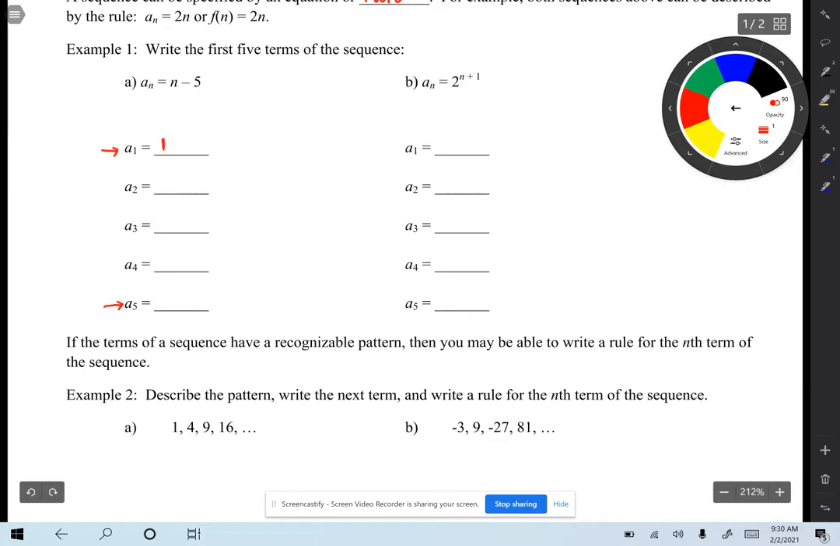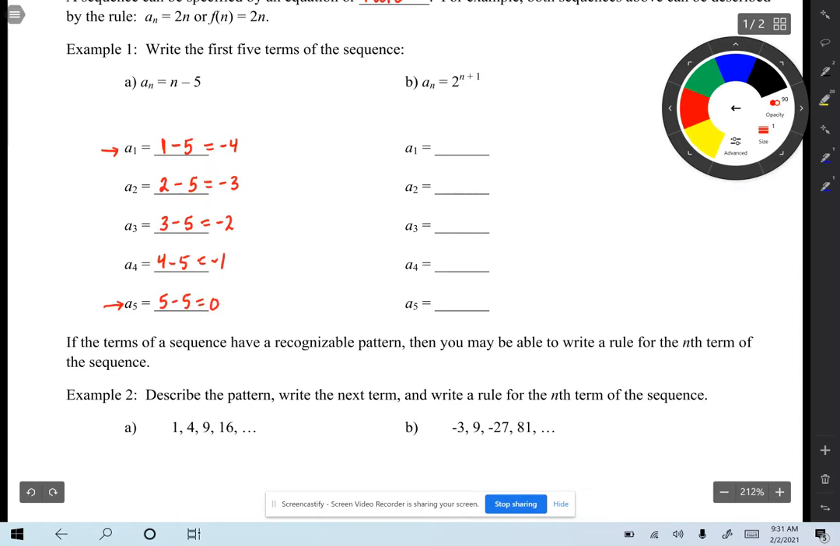So I'm going to replace n with 1, 1 minus 5, that gives me negative 4. Second term, 2 minus 5, and that gives me negative 3. Third term, 3 minus 5 gives me negative 2. 4 minus 5 equals negative 1. And finally, my 5th term is 5 minus 5, which is 0.